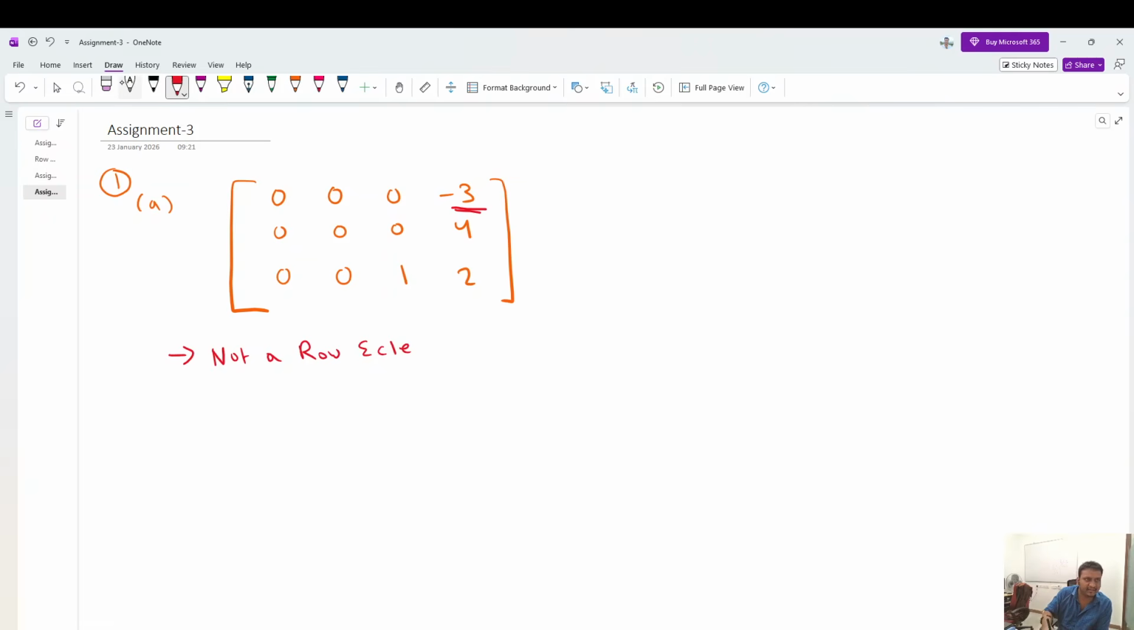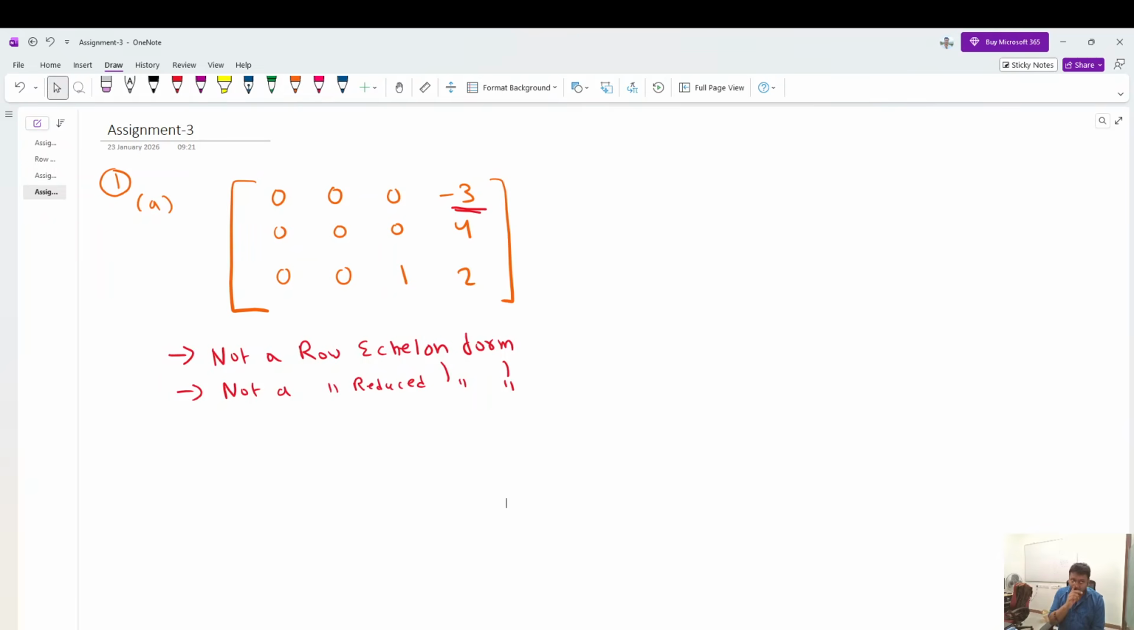No, right? So this is not a row echelon form. Sorry for this spelling, it should be H, echelon form. Since it's not an echelon form, it cannot also be row reduced echelon form. So it's none of them.